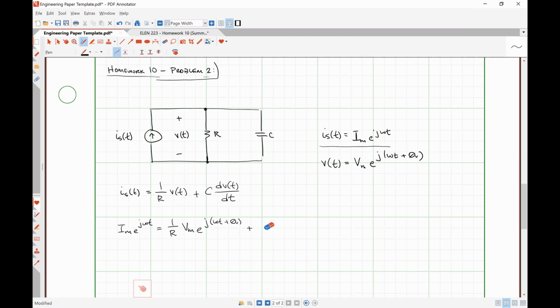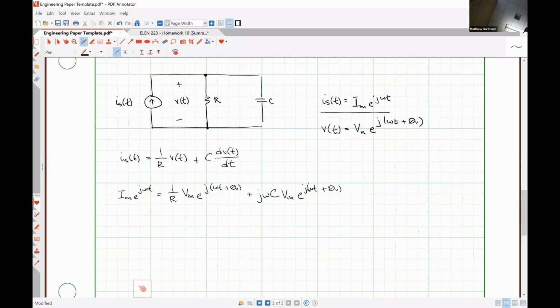That would be omega Vm e to the j omega t plus theta v. So you said omega Vm e to the j omega t, but there is a factor of j that's also multiplied by t. So shouldn't it be j omega Vm e to the j omega t plus theta v? Yes, sir, my bad. So j omega, then we have our c factor, Vm e to the j omega t plus theta v.